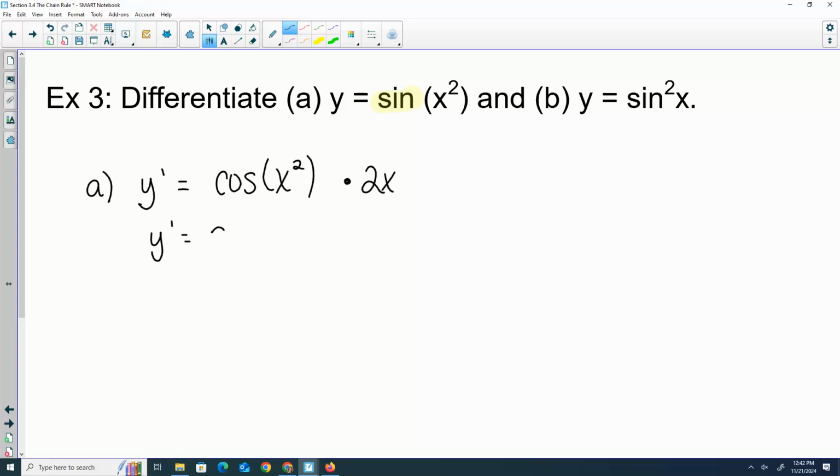So we could write that as 2x cosine of x squared. Is that one okay?